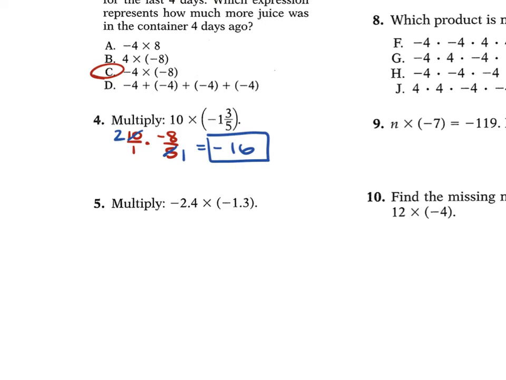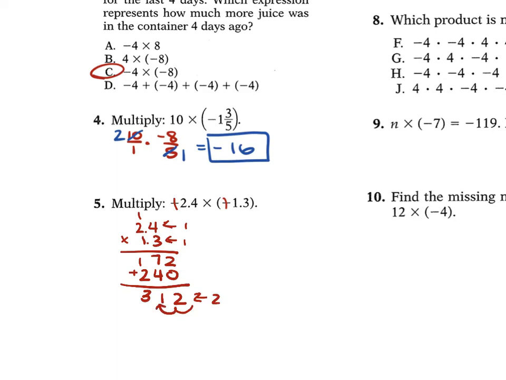For 5, we are multiplying negative 2.4 times negative 1.3. A negative times a negative is a positive. So 2.4 times 1.3, 4 times 3 is 12. Carry the 1. 3 times 2 plus 1 is 7. Moving over to the 1, add your 0. 1 times 4 is 4. 1 times 2 is 2. Add these. So 2, 7, and 4 is 11. And then 3. You have 1 decimal place in each of these numbers, so your answer should have 2. So this is going to be 3.12. And again, it stays positive because a negative times a negative is a positive.